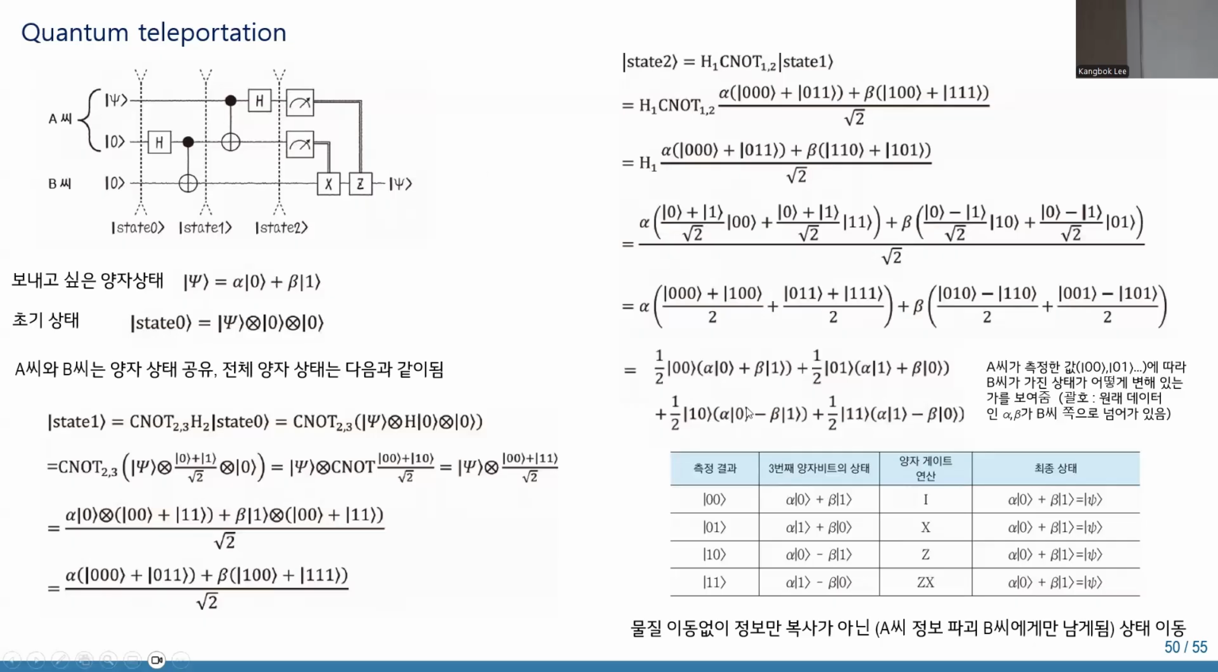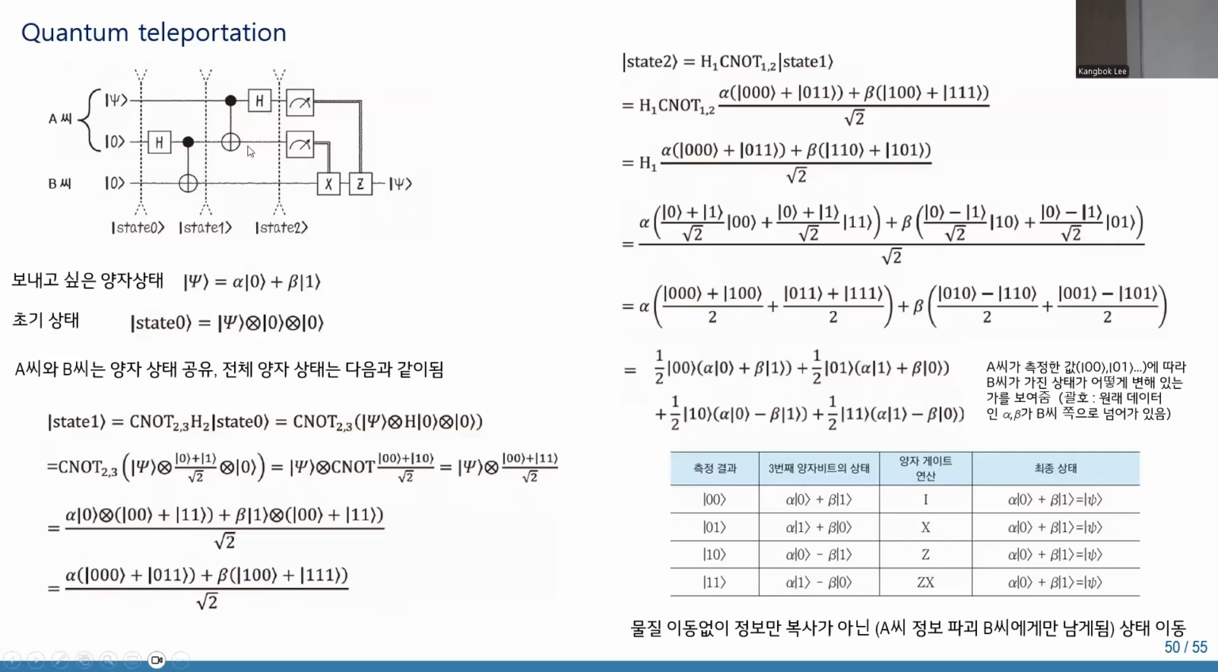So Alice measures the value. For example, that means if Alice measures this state, it collapses to only one state. So for example, if A measures 00 or 01, after that, A is equal to B. Then B does something special, a Pauli operation, depending on the result of A. Then he produces the initial state that he wanted to send.